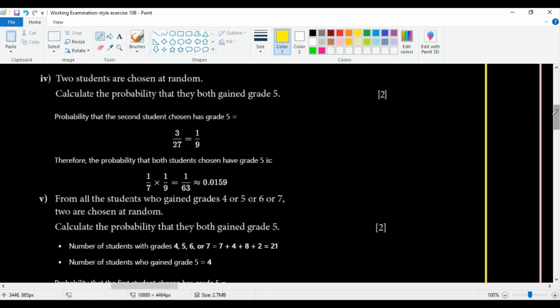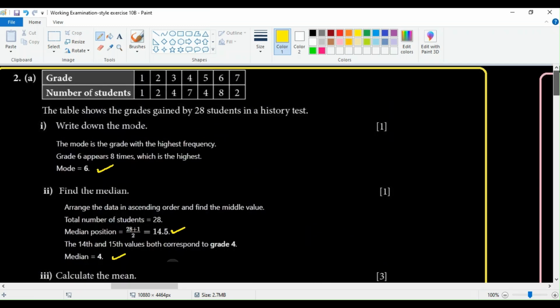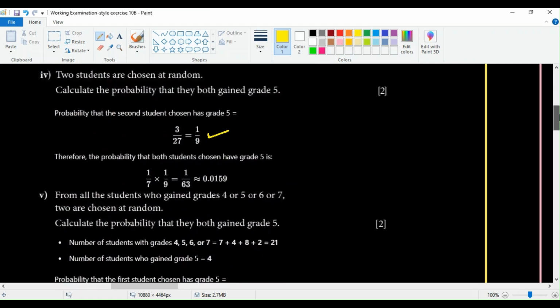Now comes 2 students are chosen at random. Calculate the probability that they both gain grade 5. So this is a 2 marks question. So probability that a second student got chosen as a grade 5 is 3 out of 27 students. So it is 1 over 9, as you can see in the table also. Therefore the probability that both students chosen grade 5 is 1 over 7 times 1 over 9, which is going to be 1 over 63 to give you 0.0159.